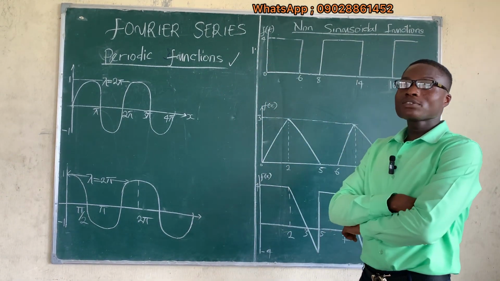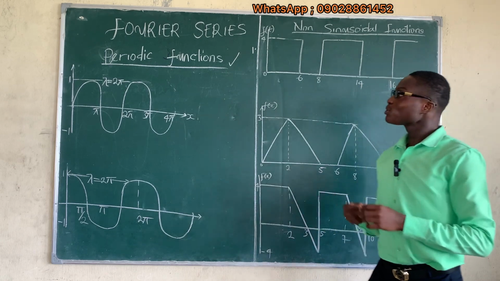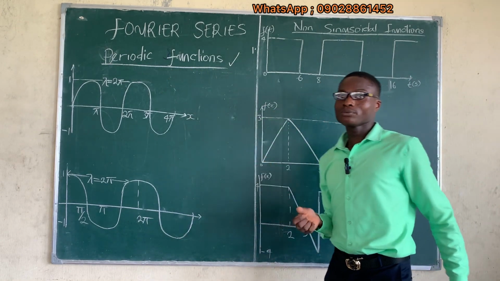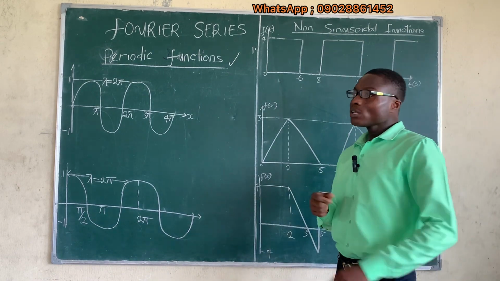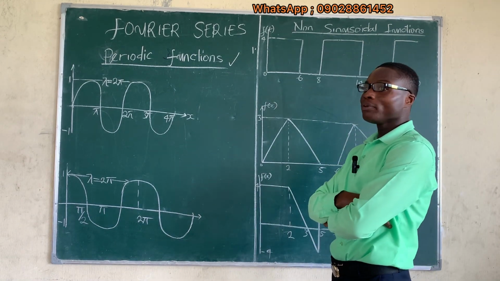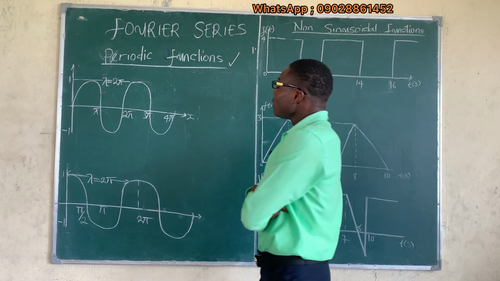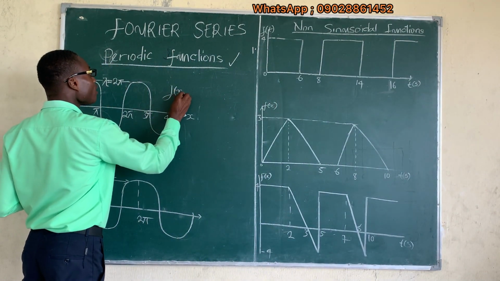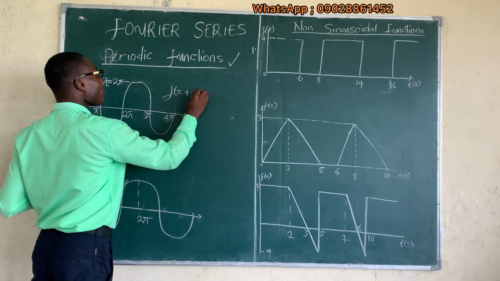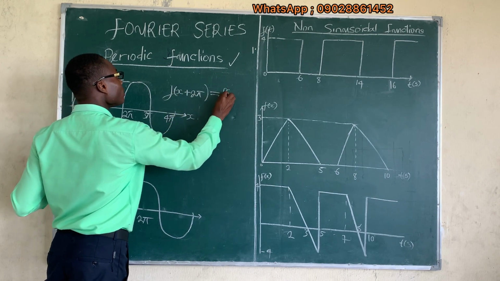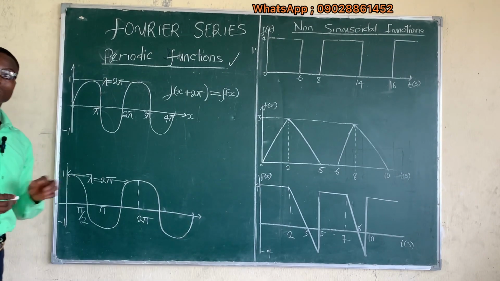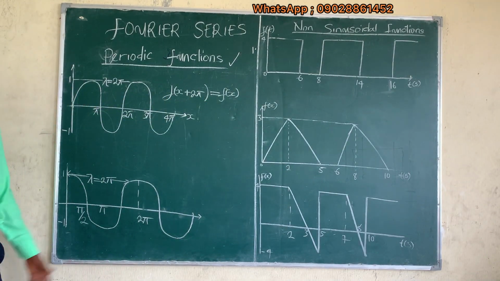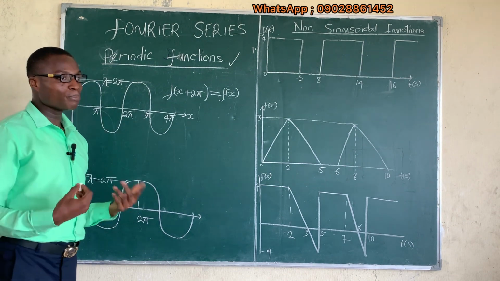In the Fourier series, I would like us to start by analyzing the periodic function. Now, we said a function is said to be periodic if the function plus its period 2 pi is equal to the function itself. If you have this condition, then you can conclude that the function is periodic.